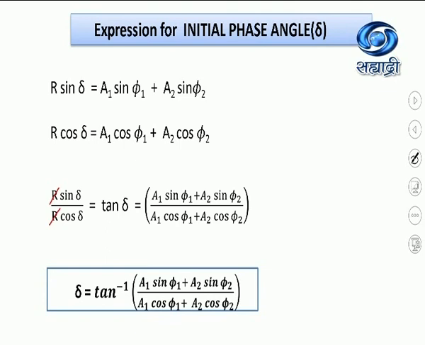Taking tan inverse to get the expression of delta, we have delta equal to tan inverse of the bracketed term. This is the required expression for the initial phase angle delta in case of composition of two SHMs. From the expression it is clear that delta depends on the individual amplitudes A1, A2 as well as on the initial phase angles phi 1 and phi 2. If these values are known to us, by substituting A1, A2, phi 1, phi 2 in this bracket and taking tan inverse, we get the resultant initial phase angle.